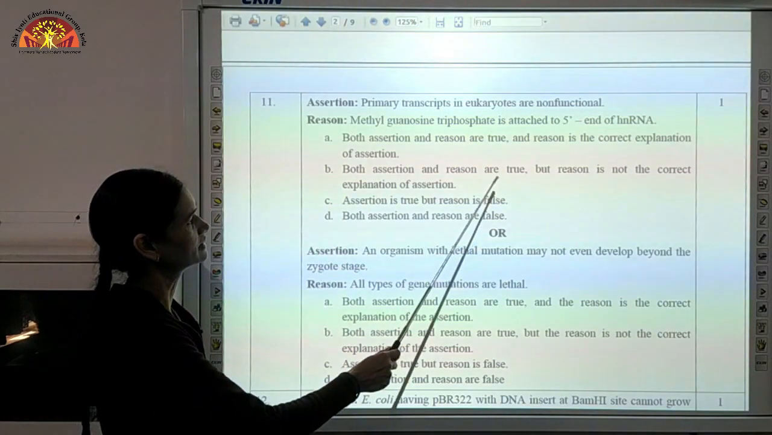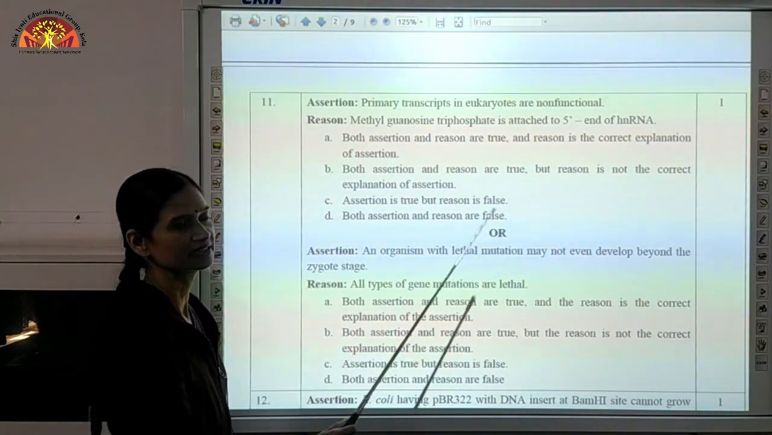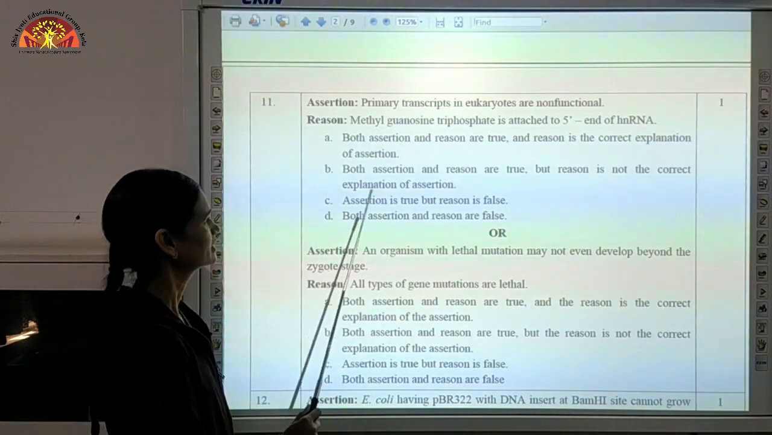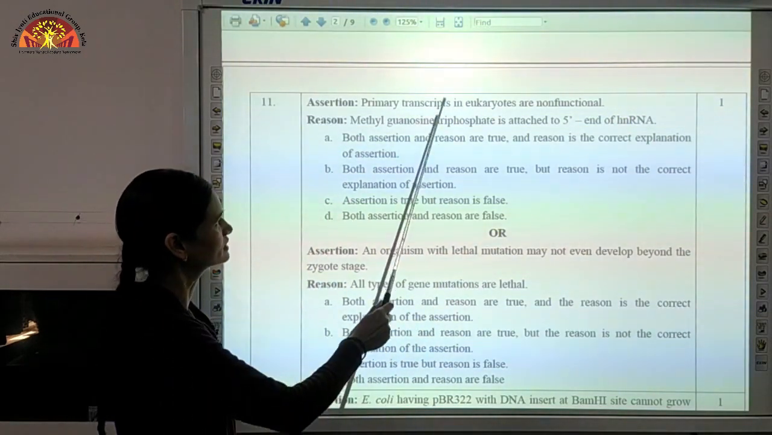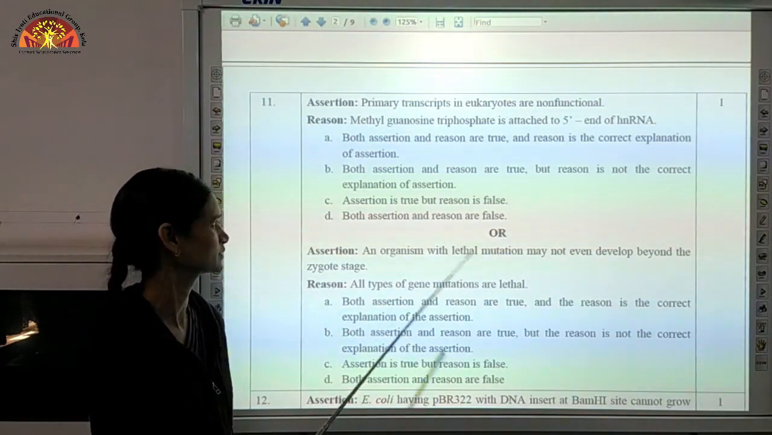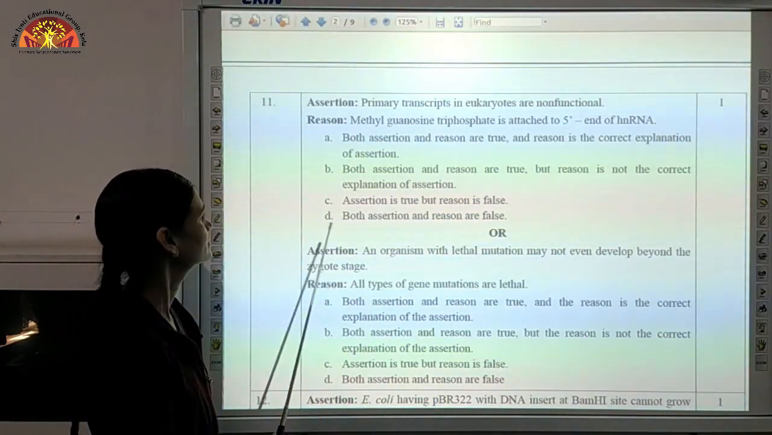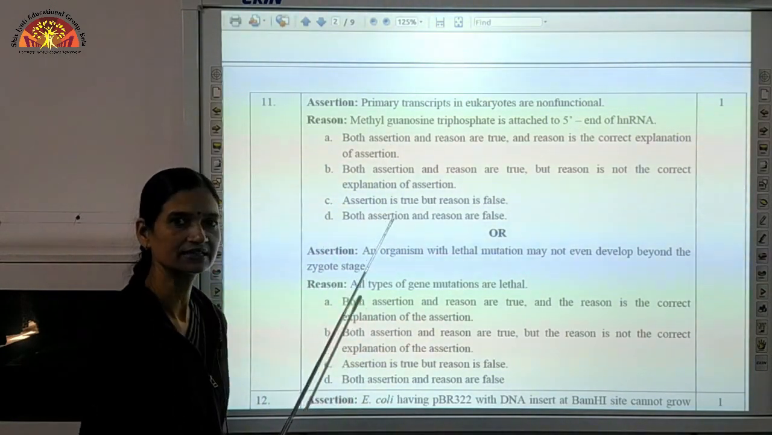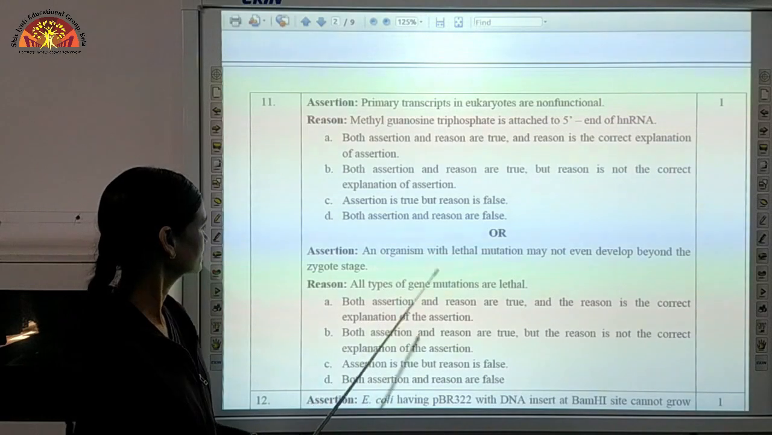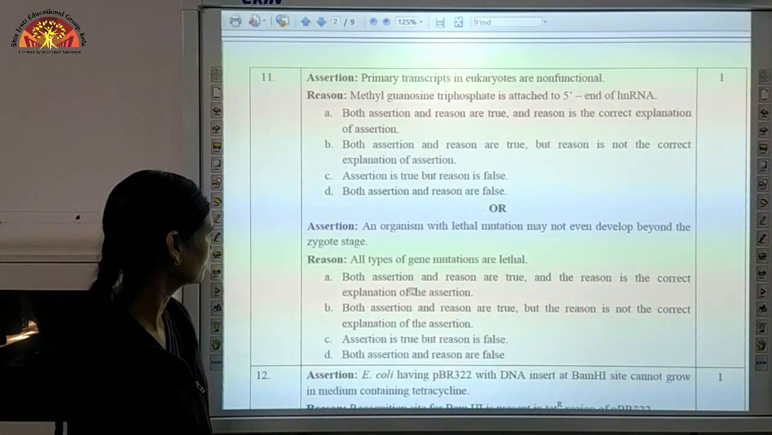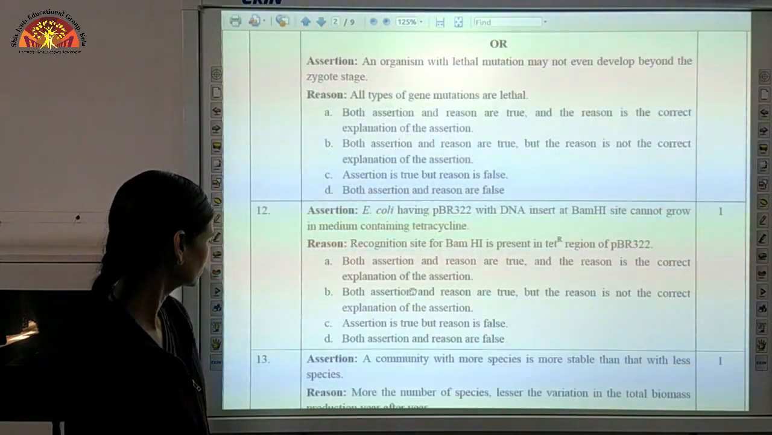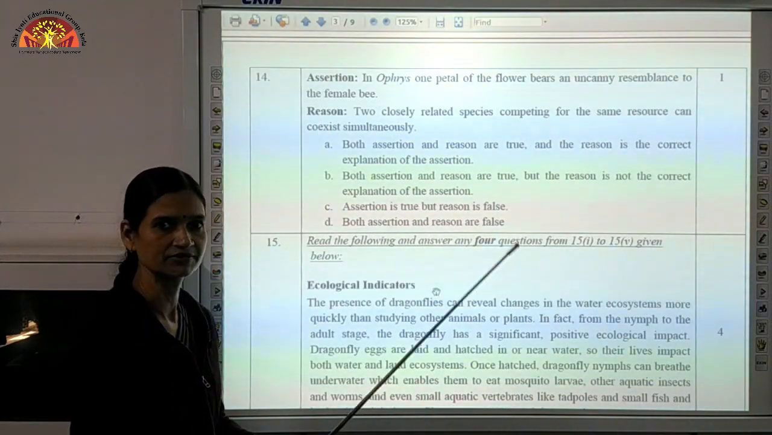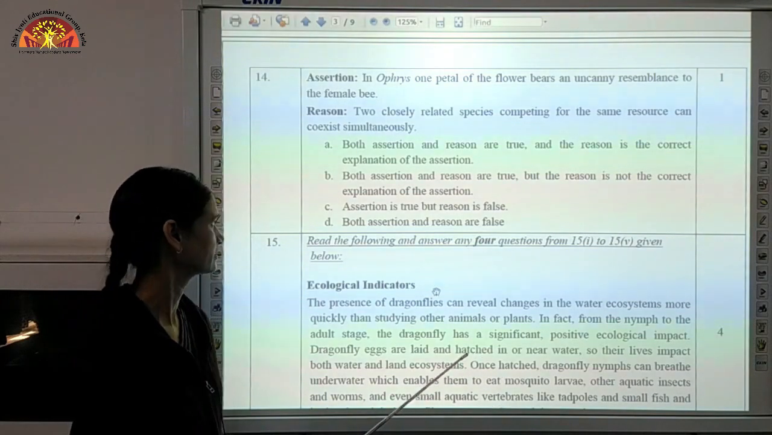Similarly, if both assertion and reason are true, but the reason is not the correct explanation of the assertion, then you will choose B. If the assertion is true but the reason is false, you need to read very carefully, children. Then your option will be C, and if both the statements, assertion and reason, are false, then you will select option D. So these type of questions are question numbers 11, 12, 13 and 14, that is, 11 to 14 are assertion reason based questions.